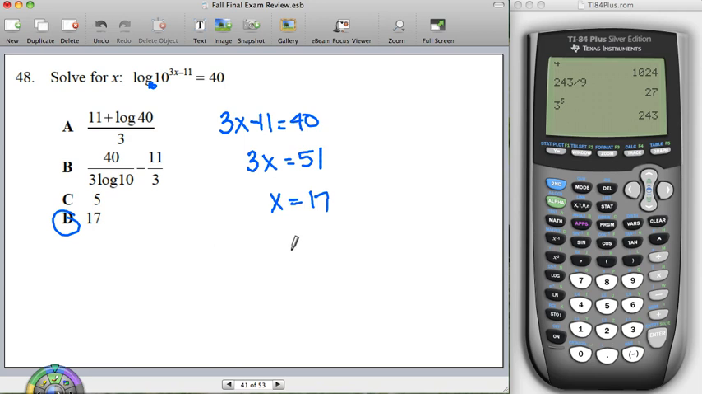And the reason why it cancels out like that is if I were to change this to exponential form, I would have 10 to the 40th equals 10 to the 3x minus 11. And these would drop anyway. So you get 40 equals 3x minus 11, which is the same thing we ended up with up here.